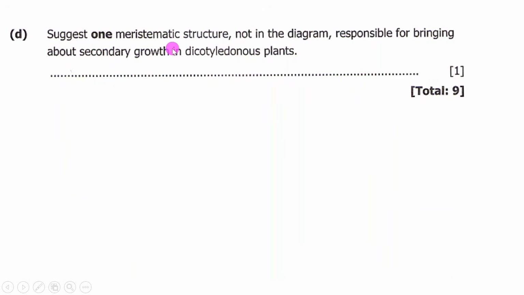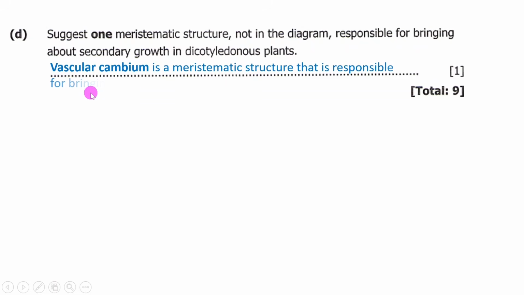Suggest one meristematic structure not in the diagram responsible for bringing about secondary growth in dicotyledonous plants. It should be vascular cambium. So the answer is vascular cambium. Vascular cambium is a meristematic structure that is responsible for bringing about secondary growth in dicotyledonous plants.